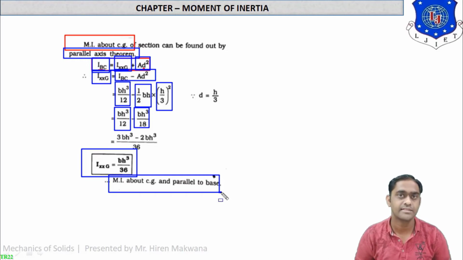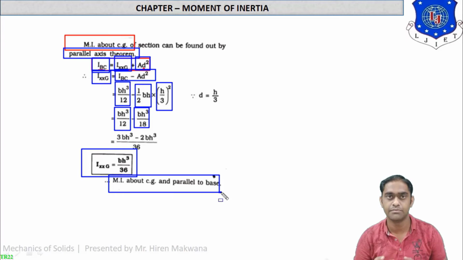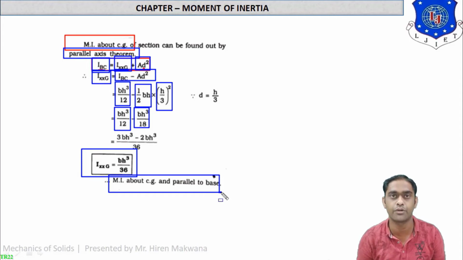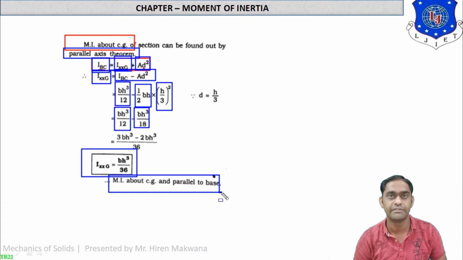Okay, so guys, that's it for today's lecture. Just practice these two derivations. These two derivations are actually very important from the exam point of view. In the next lecture, we will start some other theories and some numericals also.